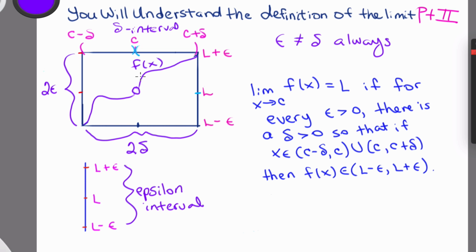Well, if all of the outputs are always heading for some value as the inputs are heading for this value c, then that means that this output is the limit.